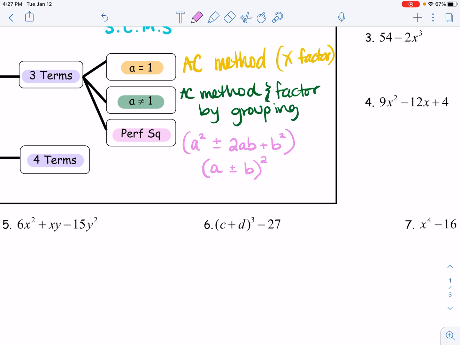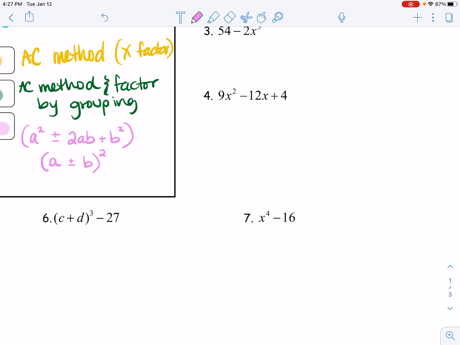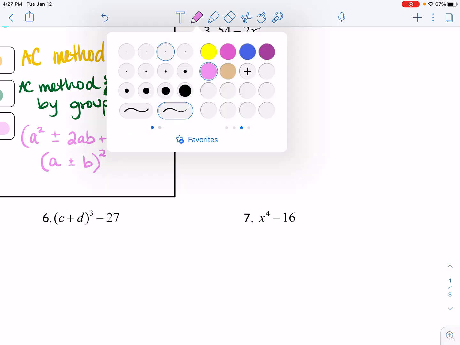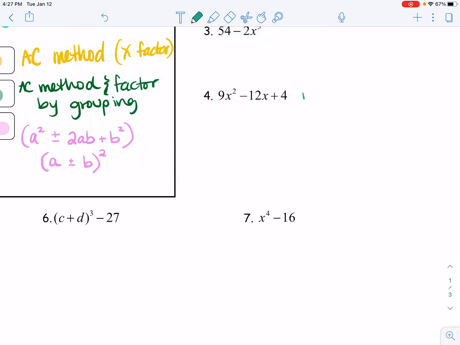And so again, if you want to do an example of that, we see an example right here in number 4. This is a perfect square trinomial. So let me change colors. This is a perfect square trinomial. 9x squared is a perfect square. 4 is a perfect square. And the middle term is 2 times the root of the first and the root of the last, because the root of the first term is 3x. The root of the last is 2. 3x times 2 is 6x. Times 2, I'm doubling it, is 12x.